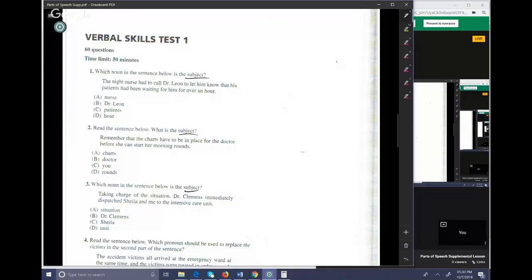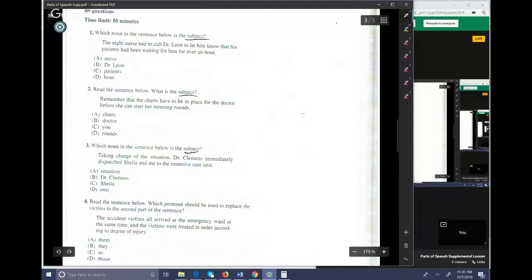The exception to that is HESI. HESI puts a lot of subject-verb agreement. TEAS, CAP, and PACS, as it stands now, do not put a lot of subject-verb agreement. Instead, they may ask you to get good at identifying a subject, or they may ask you to identify an adverb or an adjective, which is the point of this supplement.